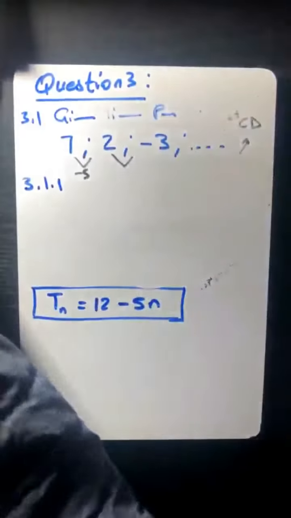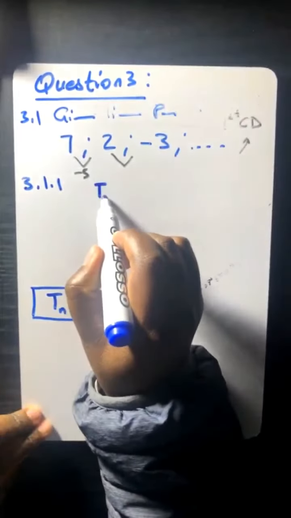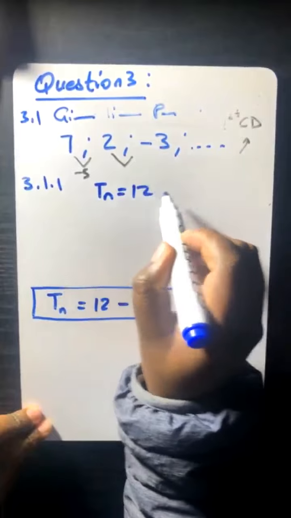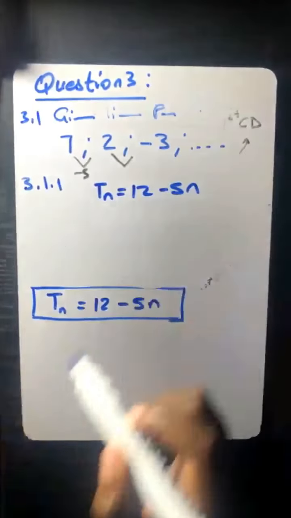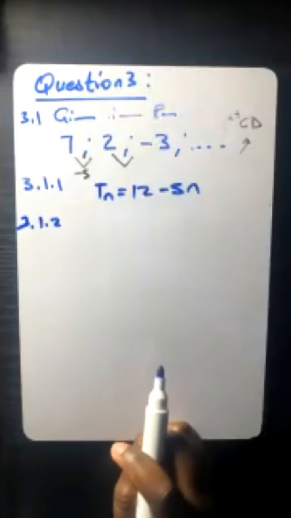Let me quickly rewrite it somewhere so that we do not lose that general term. This question is allocated 2 marks. So you're having the general term Tn is equals to 12 minus 5n. Okay, it's fine. So let's quickly check 3.1.2. What is it saying? It says calculate the value of term 20.